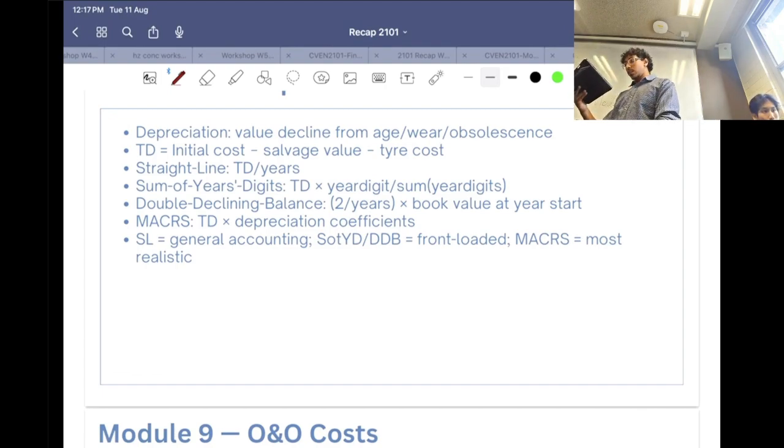And we got our Marks method, which is just a big table. We go through that, and we got different values, which we just multiply by. So it's very table based. This one you don't really calculate, just multiply the 2 together. From this, SL, the straight line, is very general, right? It's the easiest one out of the bunch. Sum of years and double declining are more front loaded, so the first few years are more intense, so you lose more there. Whereas the Marks method is the most realistic.